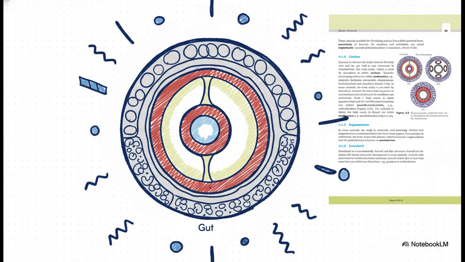First up, we have the coelomates. They've got a true coelom, which you can see here is that white space. The key is that the mesoderm, that red layer, completely lines the cavity. It's on the outside near the body wall and on the inside surrounding the gut. That full lining is what makes it a true coelom.